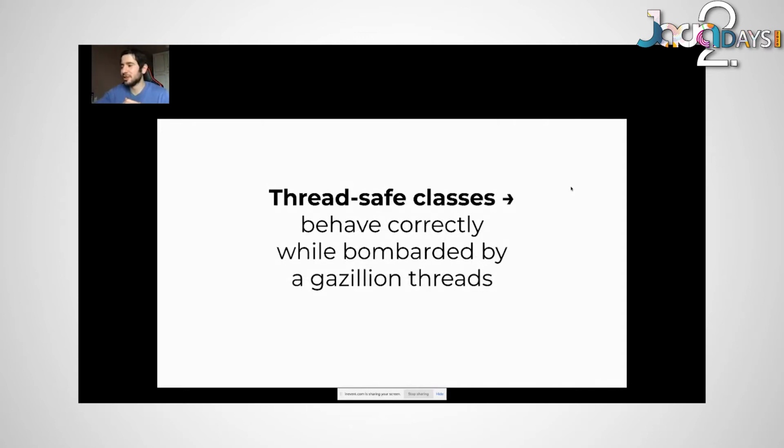expanding this notion of behaving correctly into classes which not only behave correctly, but also continue to do so while they are bombarded by a gazillion threads. And as you'll see throughout this talk, we're going to see examples of classes which actually look quite okay at first glance. Many of you have probably written such classes before or continue to write them still, but yet they have certain issues once you start using them with a bunch of threads.